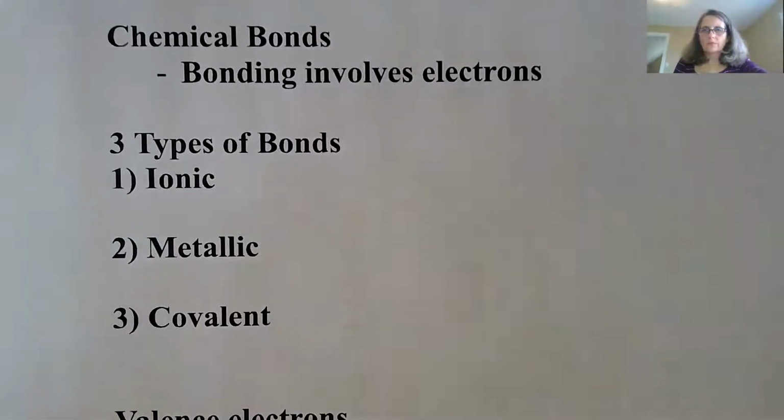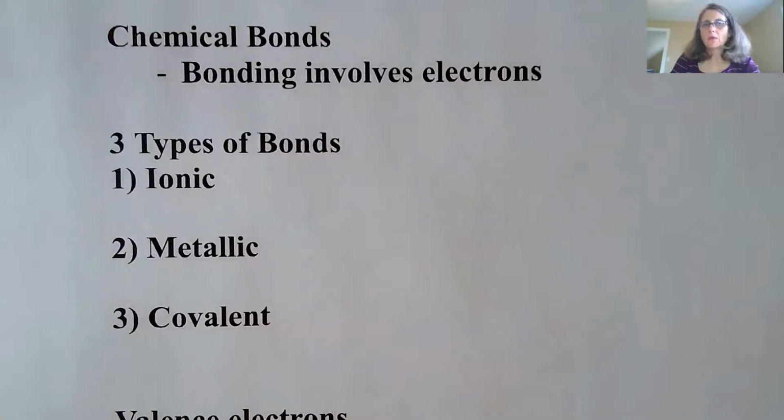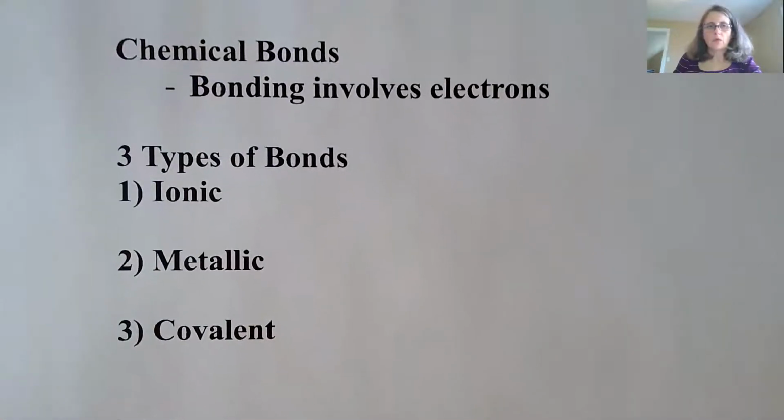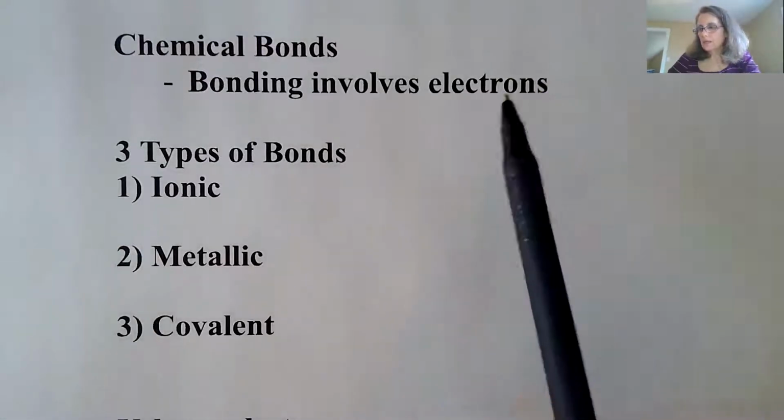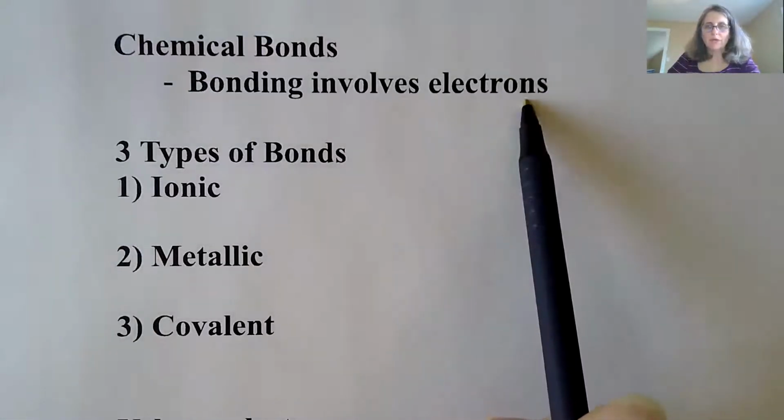So this video is going to be talking about chemical bonds. We are going to have different kinds of bonds that we're going to be looking at, but we are going to put an overarching theme. Bonding involves electrons. That is why we spent so much time on the electron the past couple of units, because all bonds involve electrons. That's where all of the chemistry is.